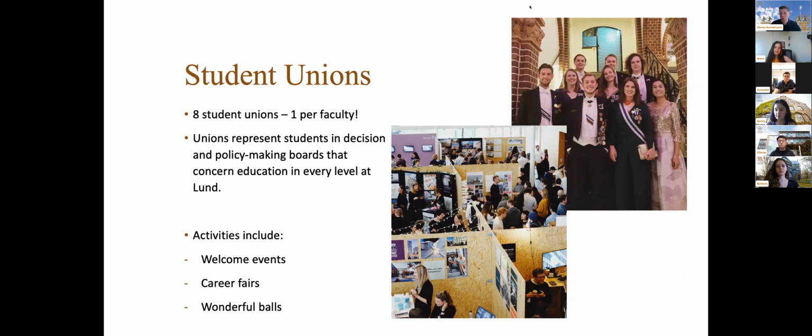Besides the nations, we also have another large group of organizations, that's the student unions. So we actually have 8 student unions, that's 1 union per faculty, and these are more focused on the academic stuff, but they do a lot of other things as well. But they are basically part of making sure that your education is on par with the quality we would expect from us as a university.